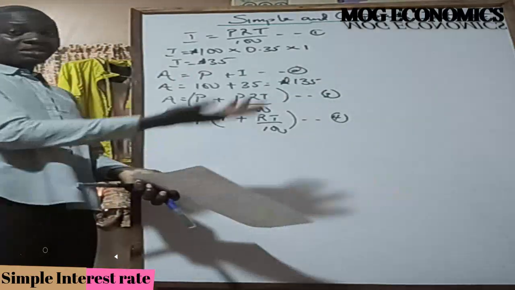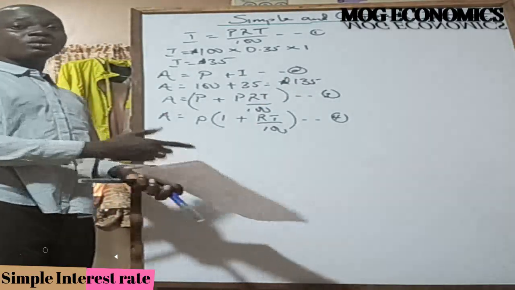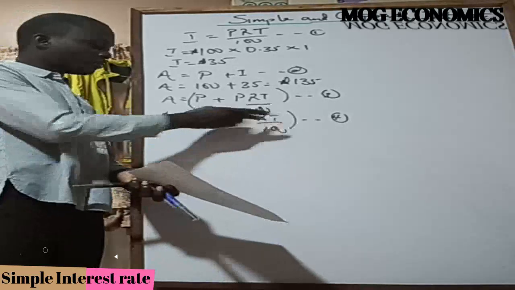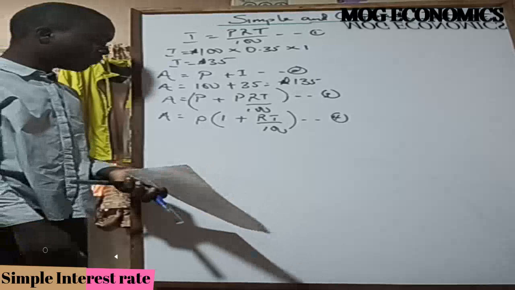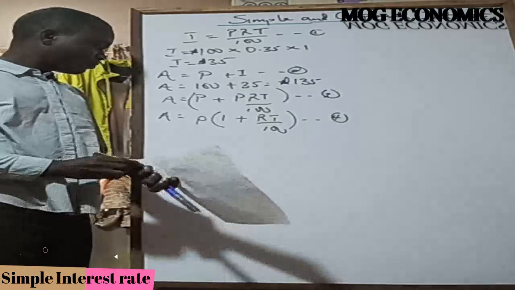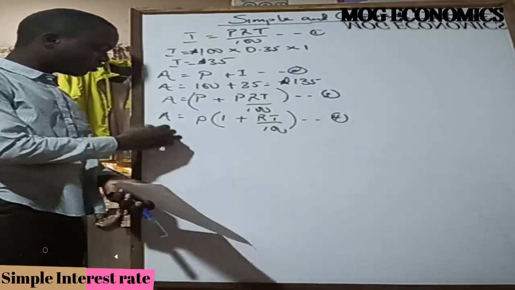So A is equal to... in case you sit on something like this, calculate the amount to be repaid, and then you have R, you have T, you have P. So you can just use this formula straight up, and then you're going to get your answer.